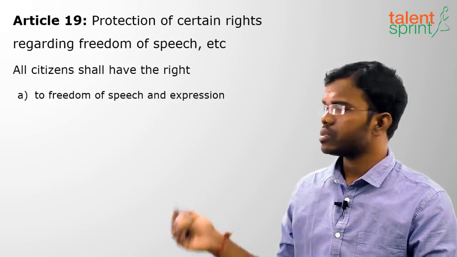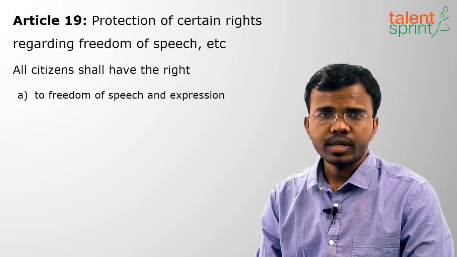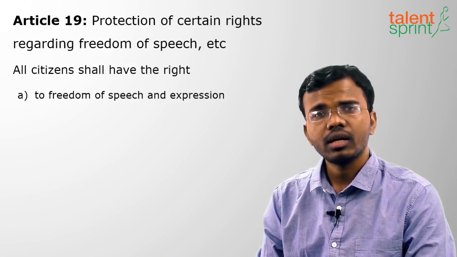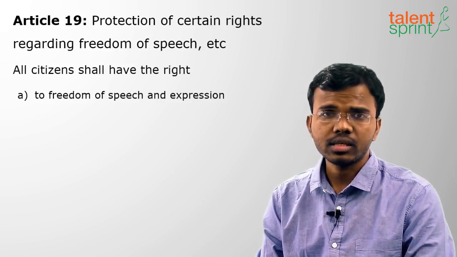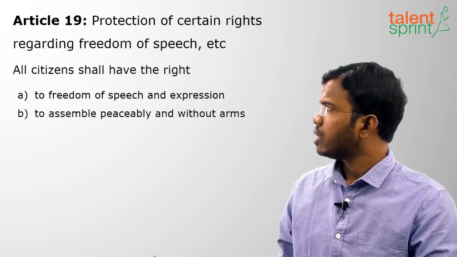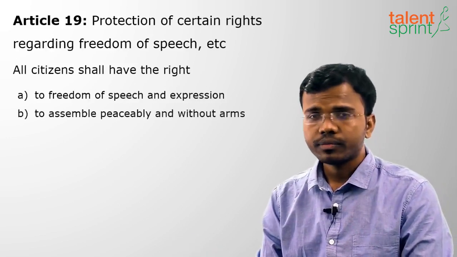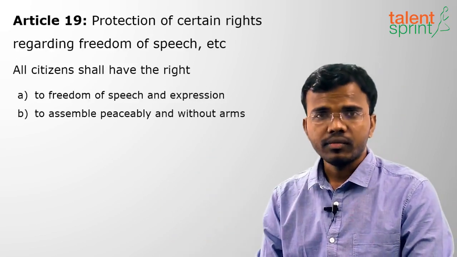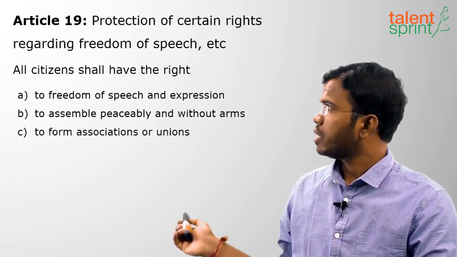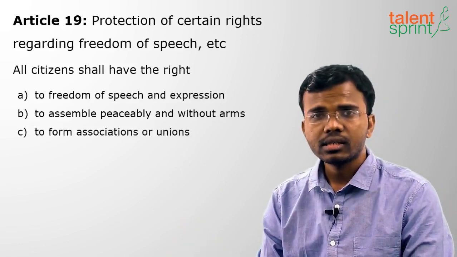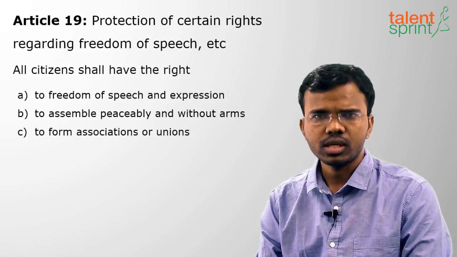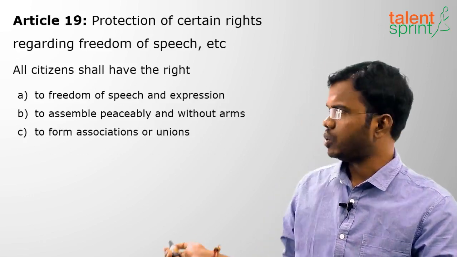Next is expression. We have freedom to freely speak anything and we can freely express anything. Expression is done through hands or through movement of the body. The next right is freedom of assembly without arms. So I can freely assemble without arms anywhere in the country. The next right under Article 19 is freedom to form associations or unions. I can form any union or association for the welfare of that union.